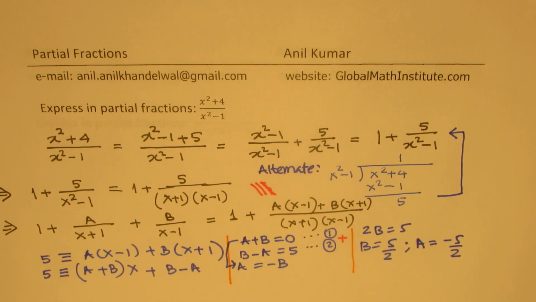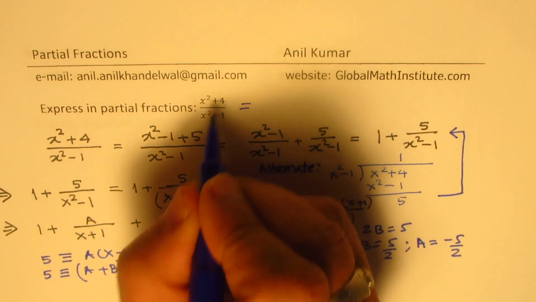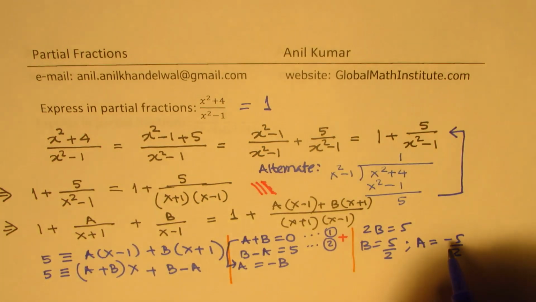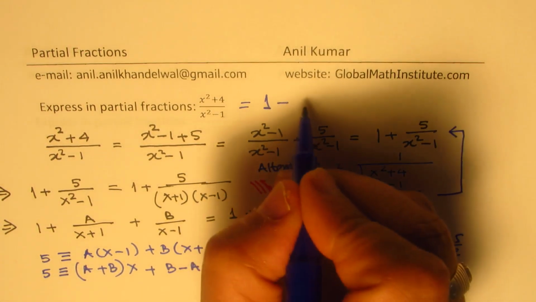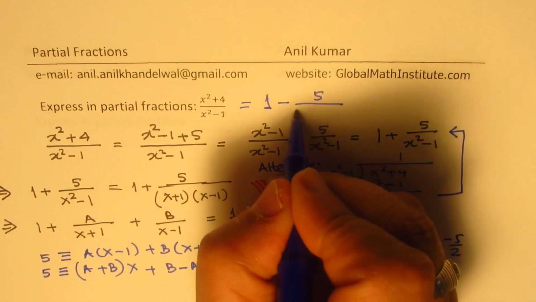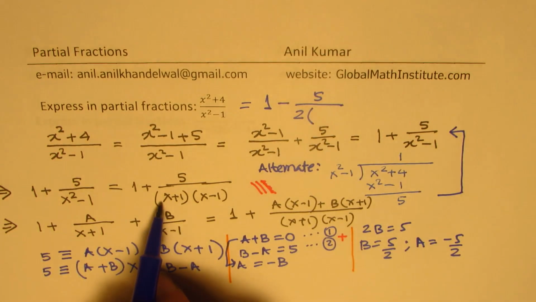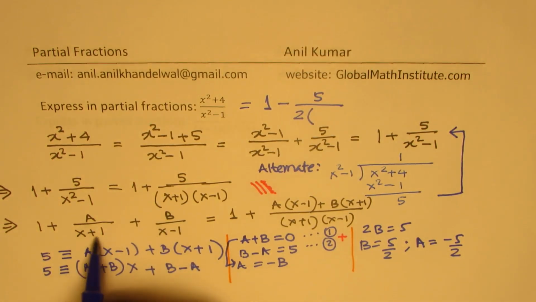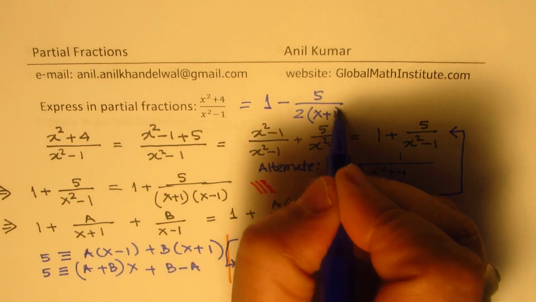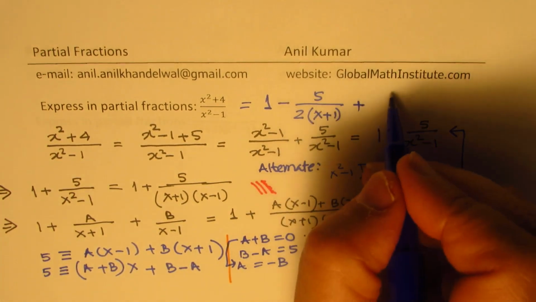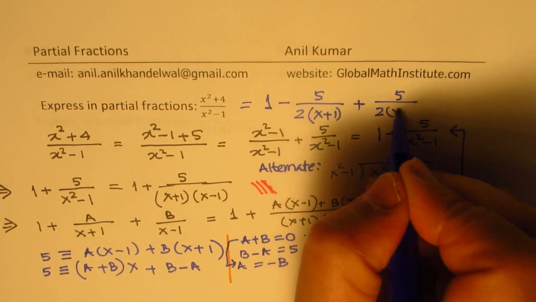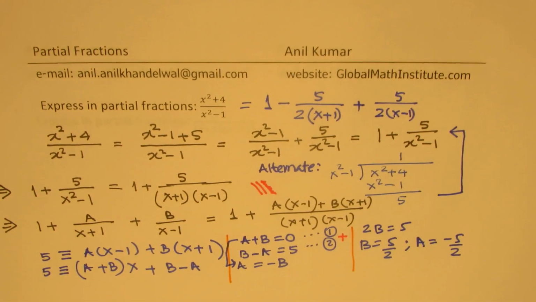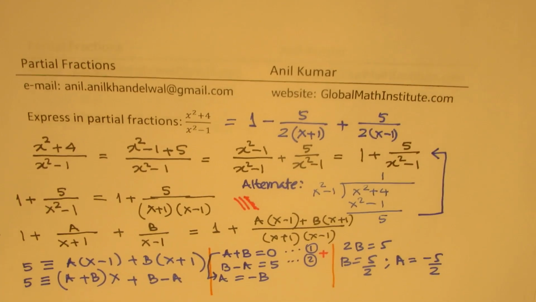And therefore, we could write the given expression as 1, a value is minus 5 over 2, so minus 5 over 2 times x plus 1. That is what we wrote, right? For a, plus 5 over 2 times x minus 1. Does it make sense to you? So that is how we are going to do partial fractions of the given expression. Clear? Let's take up the next example.